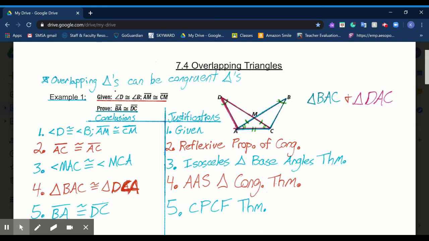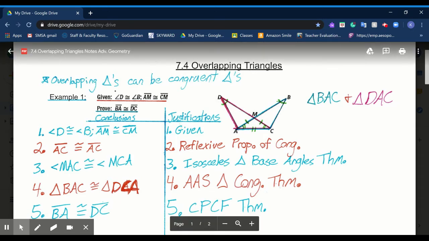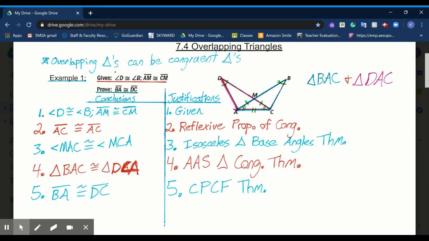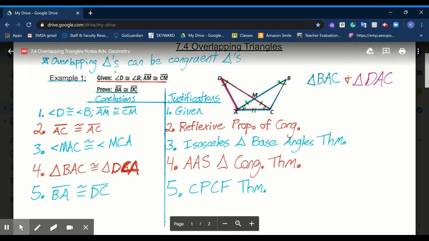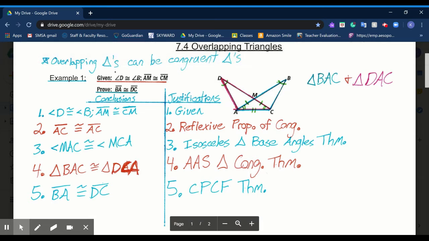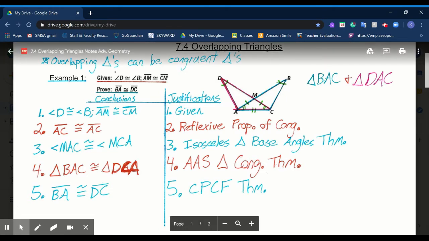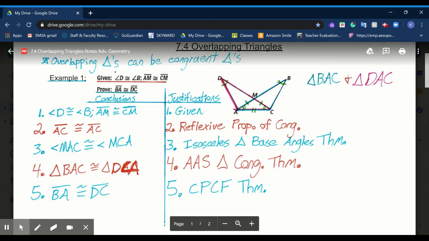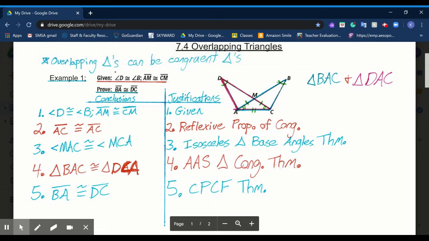Once I've finished writing the triangle congruence, then I can prove our proof statement here that segment BA is congruent to DC using corresponding parts of congruent figures theorem. So again, once you've proven the triangles are congruent, then you can say any of the corresponding parts are congruent.